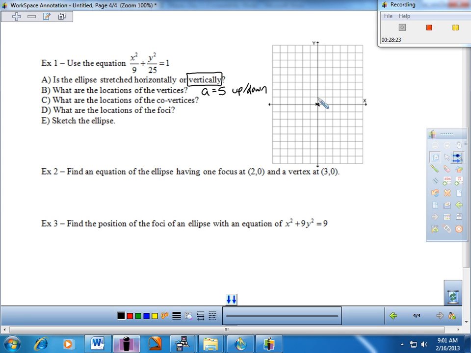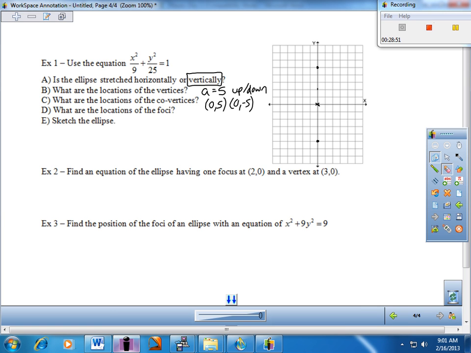So let's do it, everyone. 1, 2, 3, 4, 5. Put a point. 1, 2, 3, 4, 5. Put a point. So up and down 5 units. And if you want to go ahead and write those vertices, I would encourage that. So 0, 5, and 0, negative 5. Beautiful. Okay, good. Had a little stray mark there. Let's get rid of that. So vertices taken care of. That would be this one. Done. Now, guys, let's go get the co-vertices.